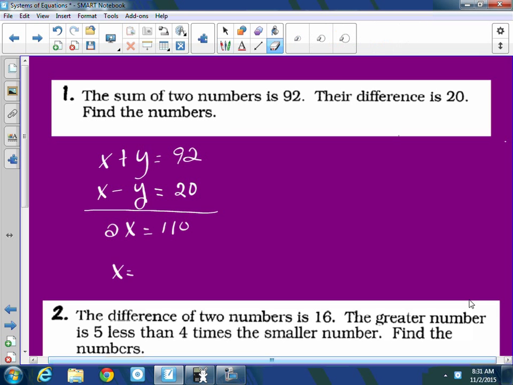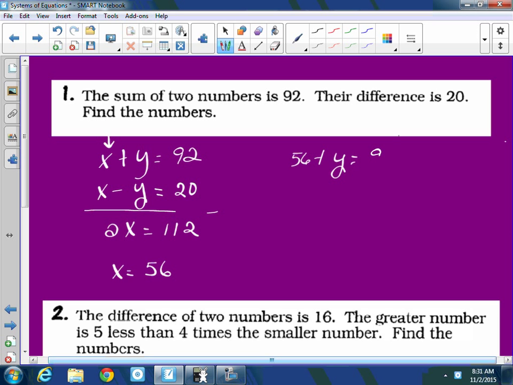Oh, thank you. Wait. 112. I forgot the 2. 56. Very good. All right. After I got my x, what do I have to do? Plug it in. I'm going to plug it in right here, right? So 56 plus y equals 92, minus 56. How much? 36. 36? Yeah.